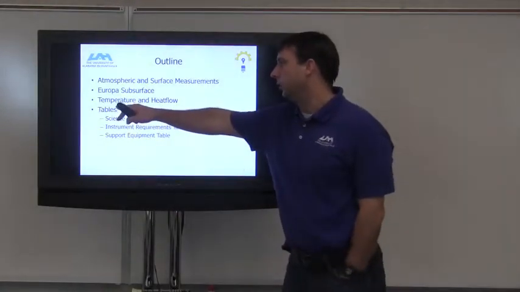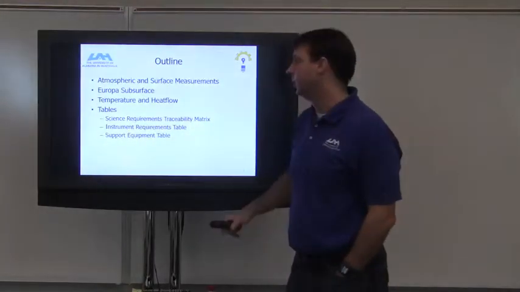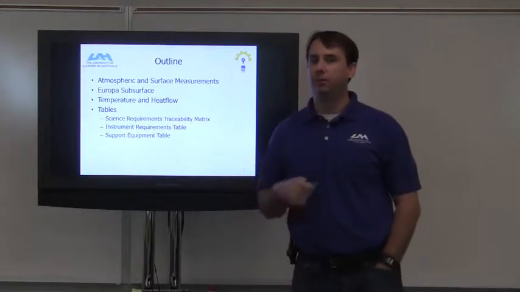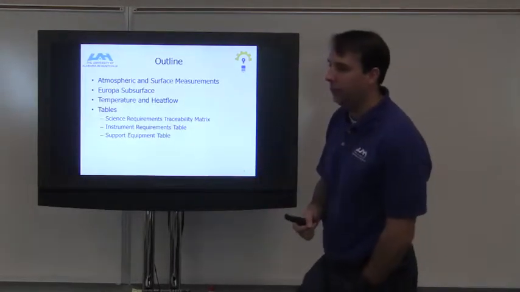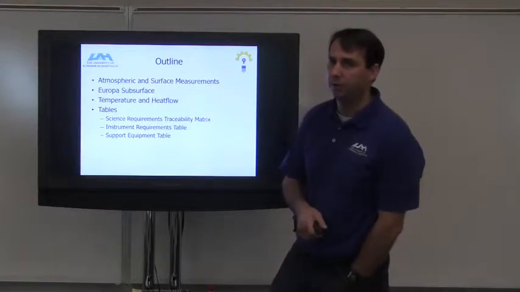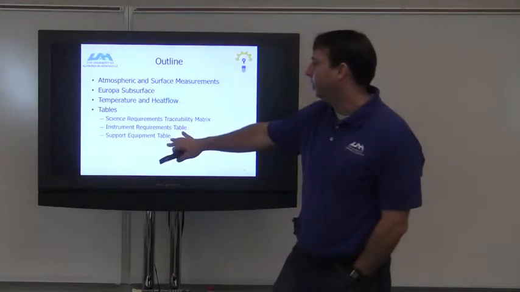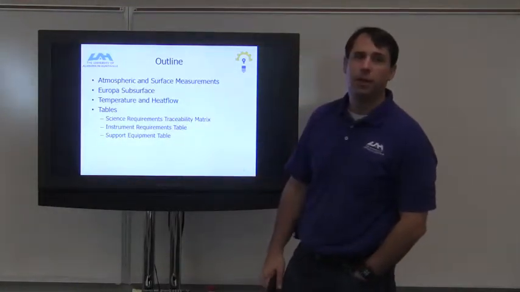We're going to jump to how temperature and heat flow work, and then we'll talk about the tables. Inside of these categories, I will talk to you about different ways to measure different science objectives, and hopefully your objective will be covered in one of these. If not, we'll talk about it later. And then at the very end, we're going to talk about the 3 tables that you have to complete.